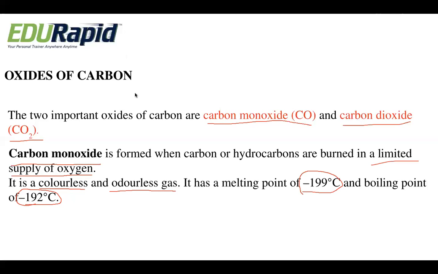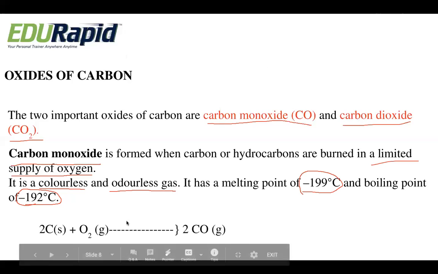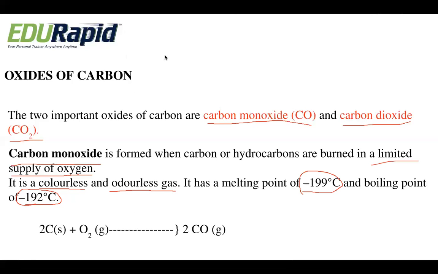When we see the chemical reaction for the formation of carbon monoxide, carbon combines with oxygen, which is in the form of a gas, and it results in the formation of carbon monoxide, CO.